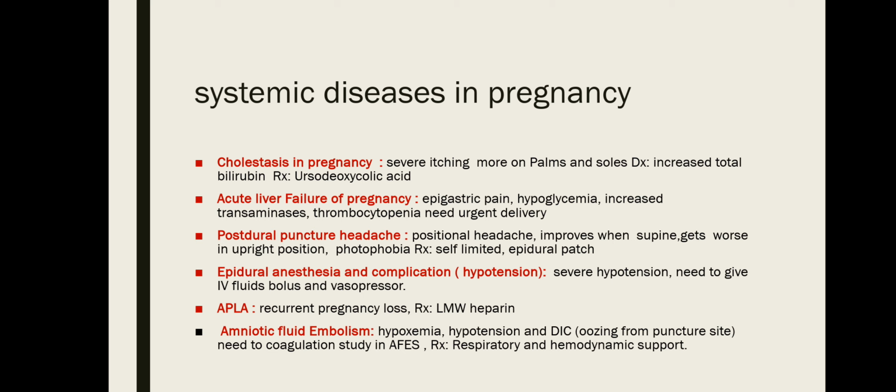Another complication of epidural anesthesia is hypotension. Sometimes the sympathetic chain also gets blocked, and this results in severe hypotension in the mother. For that, we need to intervene: we give IV fluid in bolus form, and we give vasopressors to increase the blood pressure. Otherwise, it can deteriorate and become harmful for the mother. So we need to intervene in this case.